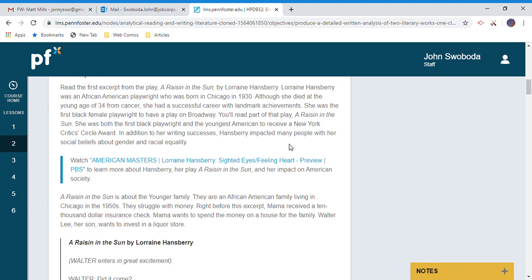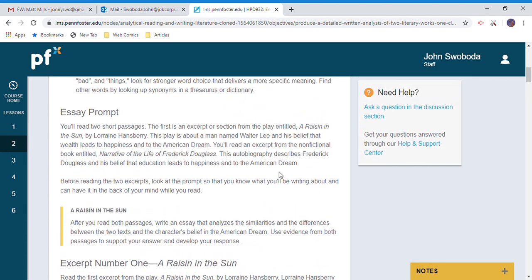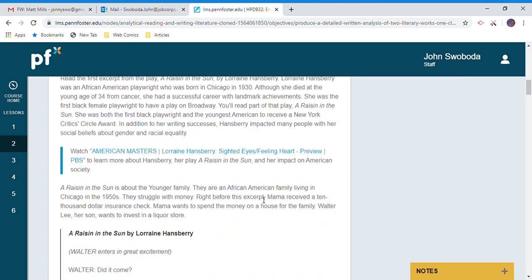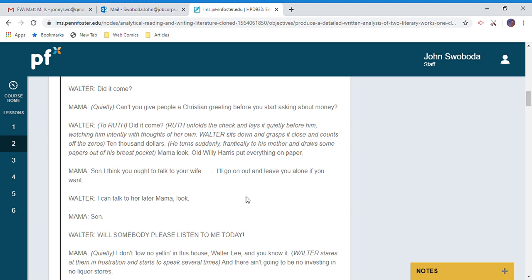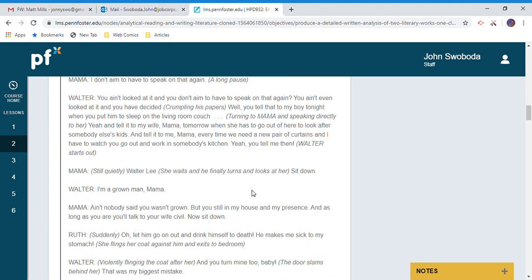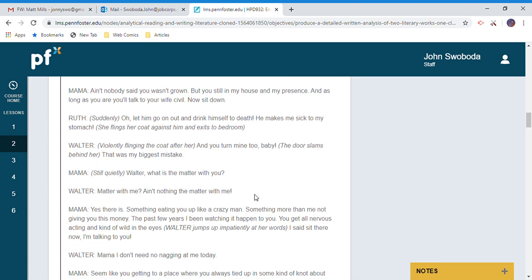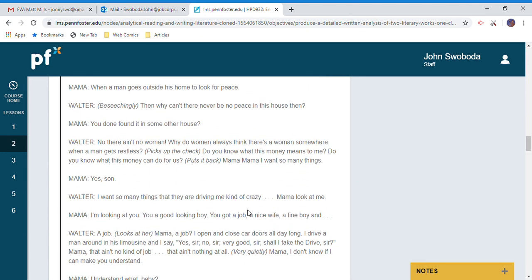Okay, so neither one directly uses the phrase American dream. But let's look at Raisin in the Sun and what they think of as the American dream. Mama thinks of it as freedom. Freedom from lynchings, freedom to work, freedom to live where you want, freedom to buy a house if you get a $10,000 insurance check. Whereas Walter Lee thinks of it as being a businessman, running your own business, making more money on top of money.